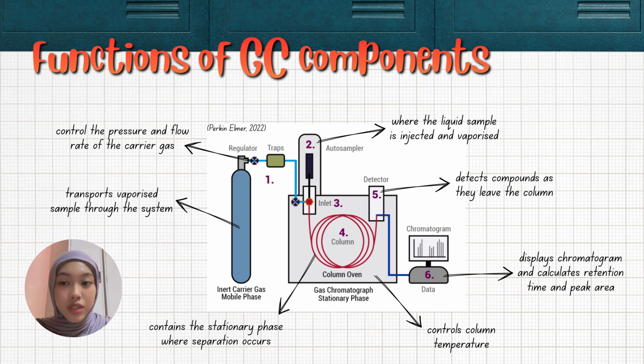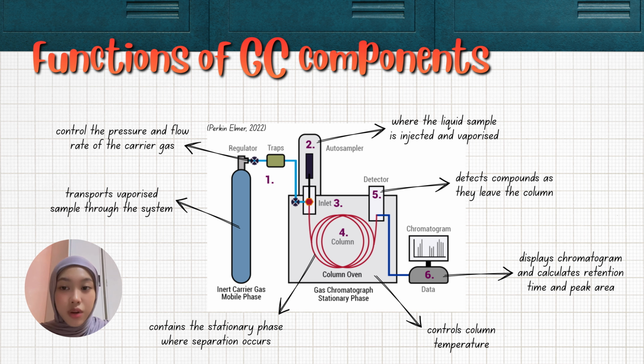The injector port is where the liquid sample is introduced into the instrument. The injector is heated so that the sample is rapidly vaporized before entering the column. The column is the main part of the GC instrument where separation occurs. It contains the stationary phase. Different compounds travel through the column at different speeds depending on their volatility and their interaction with the stationary phase.